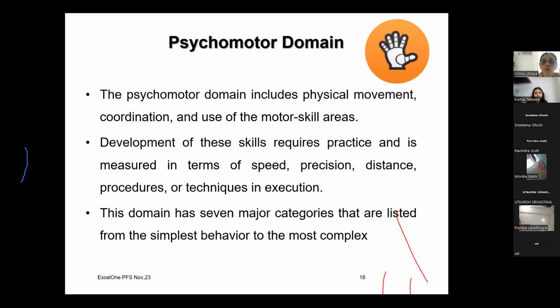The next we go into the psychomotor domain. As the name itself suggests, psychomotor is to do with physical movement, coordination, and the use of motor skills. Now, where do you assess the psychomotor domain? You can assess it in the playground, but you can also assess it in your class.